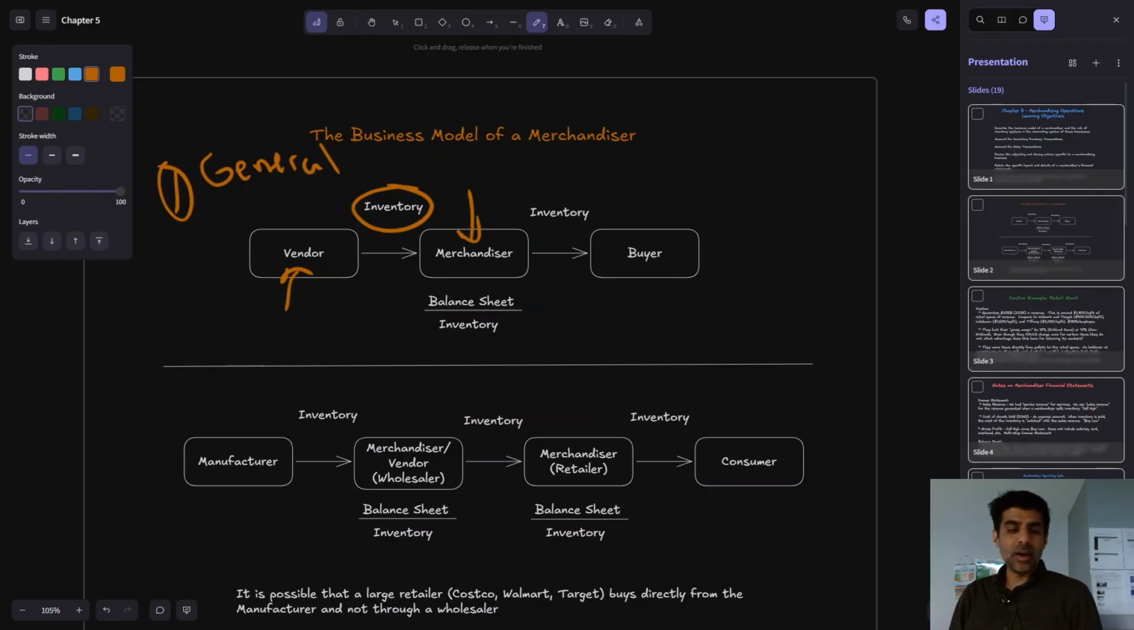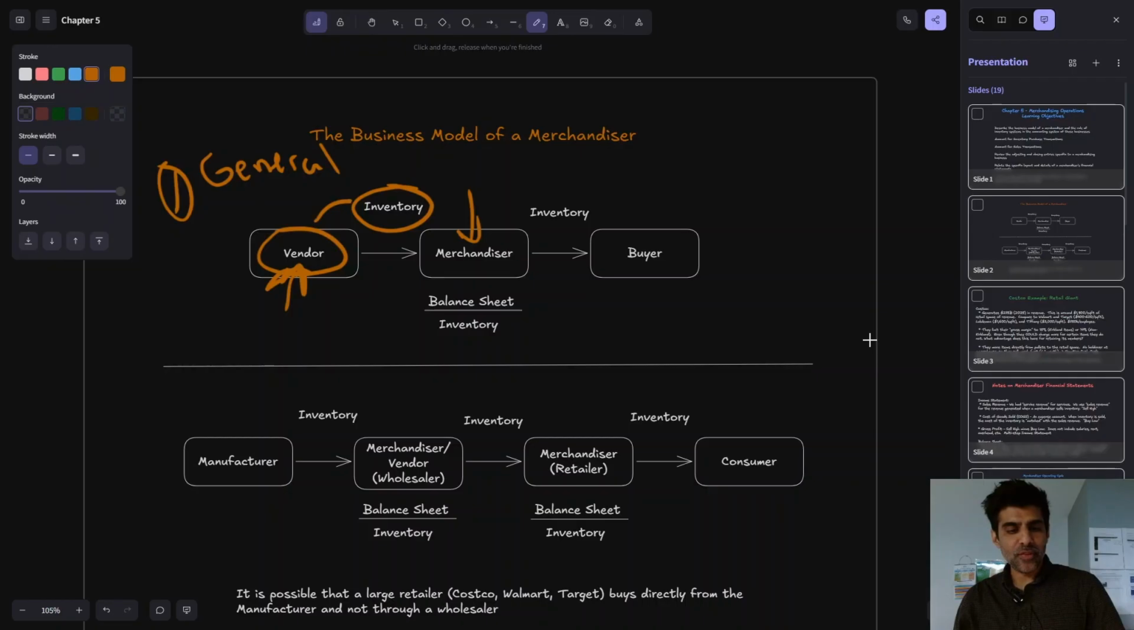Okay, so if you're a large enough retailer, you're buying from the manufacturer directly. If you're like a little convenience store, you're going to be buying from a wholesaler. And we'll talk about why that is in a second. But basically, you have someone providing you with the inventory, who is your vendor. That's the term for that.